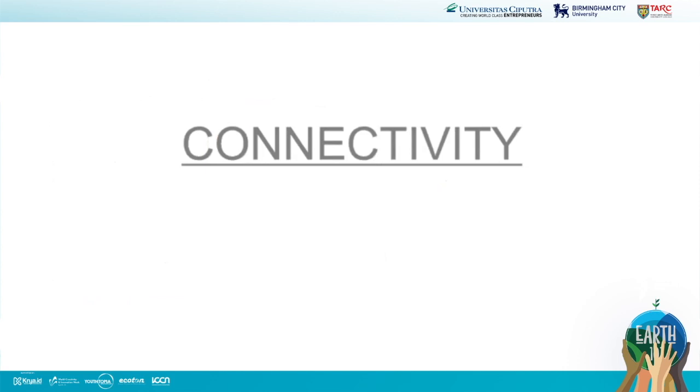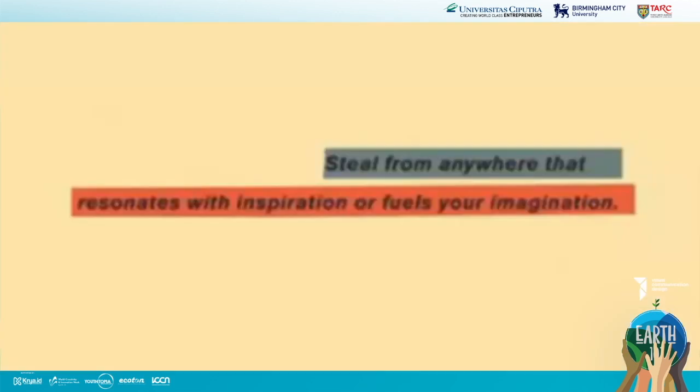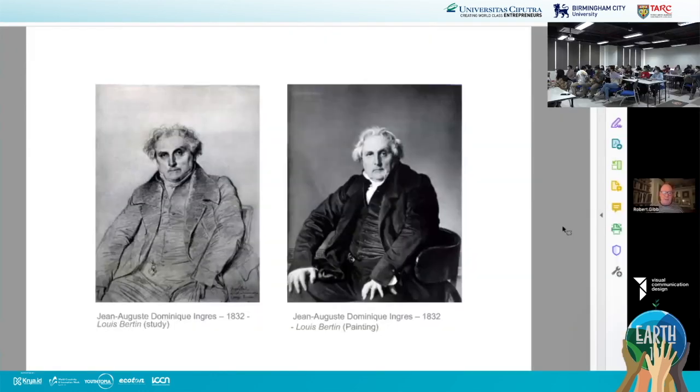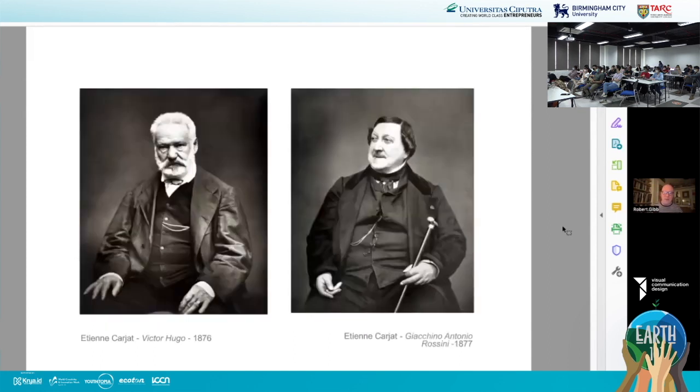So we're going to talk about connectivity first. So we're going to look at this. You steal from anywhere that resonates with inspiration or fuels your imagination. On the left-hand side, we have a study of a man called Louis Bertin by the French painter Jean-Auguste-Dominique Ingres. And then on the right-hand side, we have the actual painting itself. The reason for showing you that is that form and that style is then appropriated 30, 40 years later by photographers. That style of the classical portrait is turned into this. On the left-hand side, you have Victor Hugo, the author, the writer of, amongst other things, Hunchback of Notre Dame.